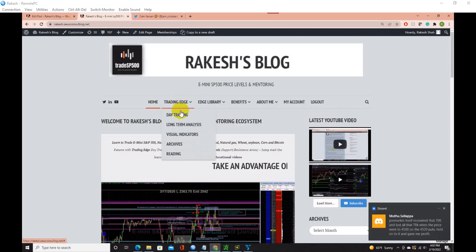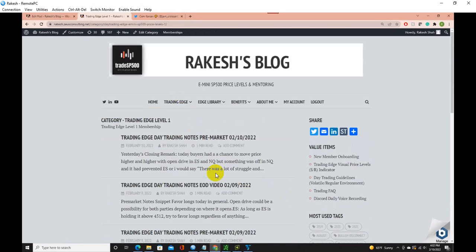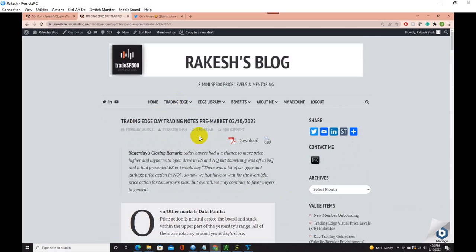So let's start with the note here. Today buyers had a chance to move price higher and higher with an open drive in ES and NQ, right? But something was off. This was yesterday's closing remark. Something was off in NQ, and it had prevented ES. There was a lot of struggle and garbage price action in NQ, right? So there was something off in NQ yesterday. That was what I noticed.